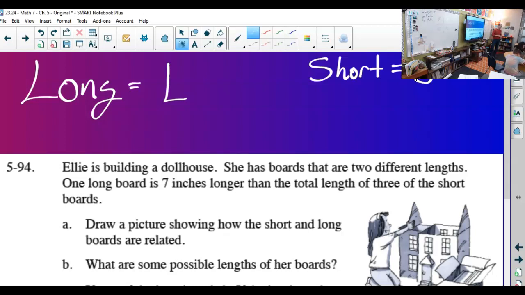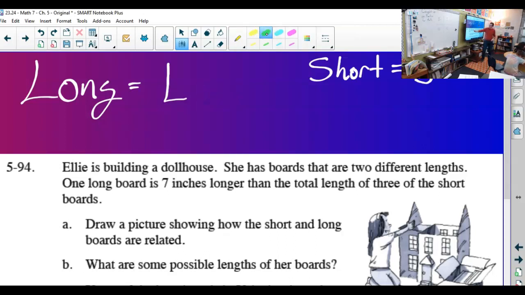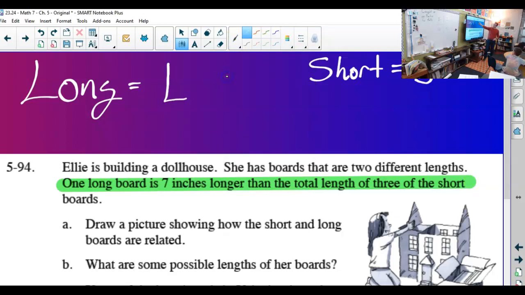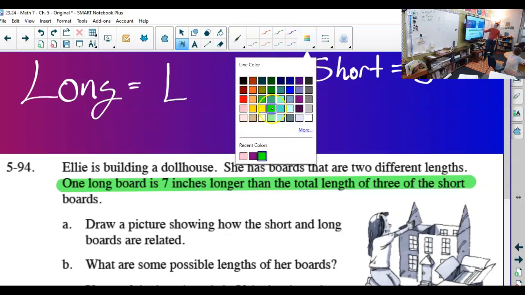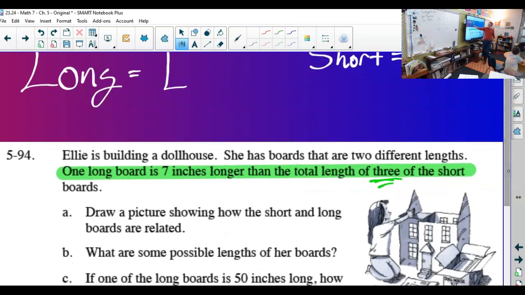Really good question. All right, so now, Carolina, what did they tell us about the longboard? Are you sure that's exactly what they said? It's 7 inches longer than three of the shortboards together. So now we're going to rewrite. L equals what? Carolina, or I'm going to move on?